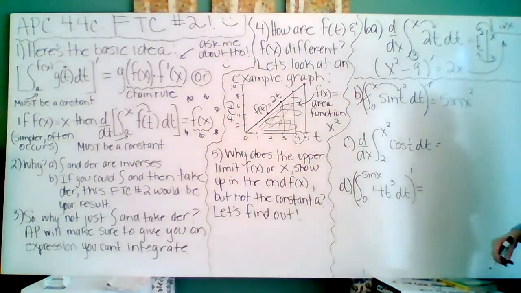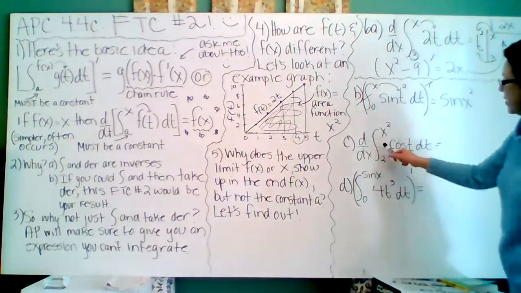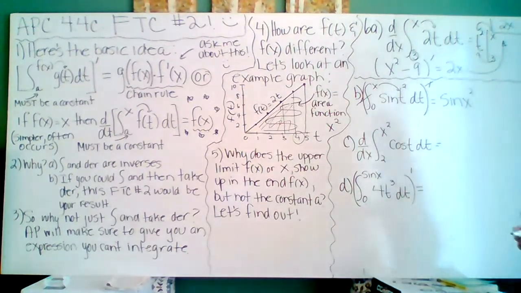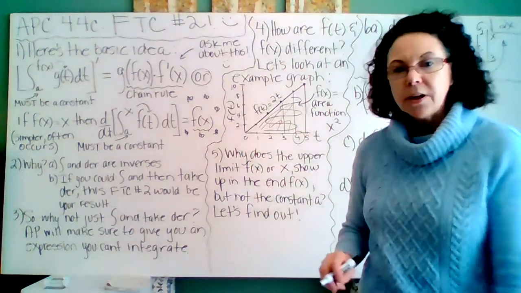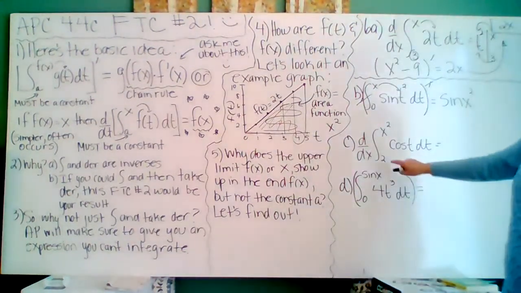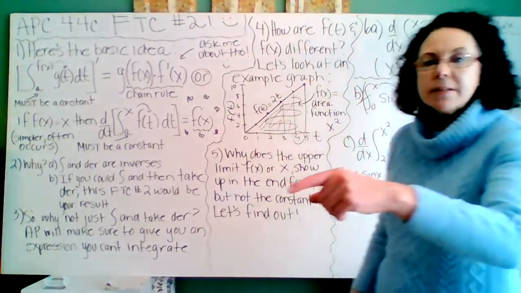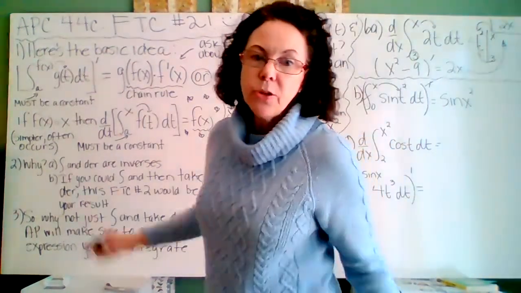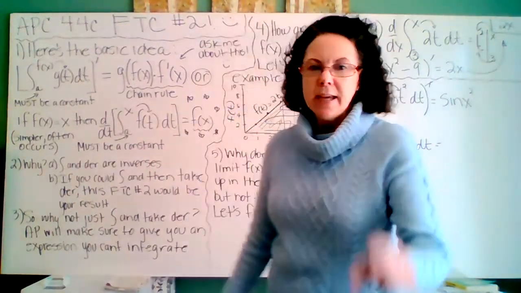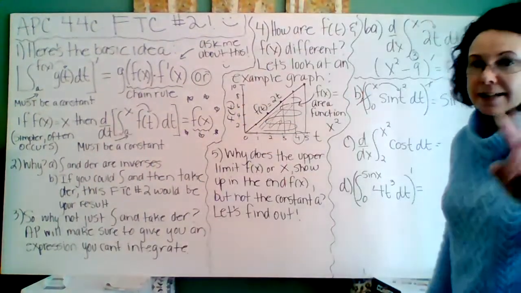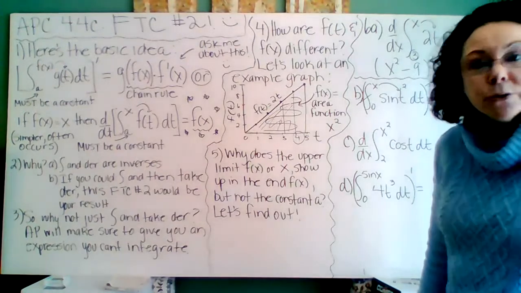Let's look at C. I see a derivative and an integral. I believe this is the fundamental theorem of calculus 2. I check to see if I have a lower limit that's a constant. I do, it's a 2. What happens if the lower limit is not a constant? You cannot do it. Cannot. Okay, that's the second time I said that, they may do that to you.